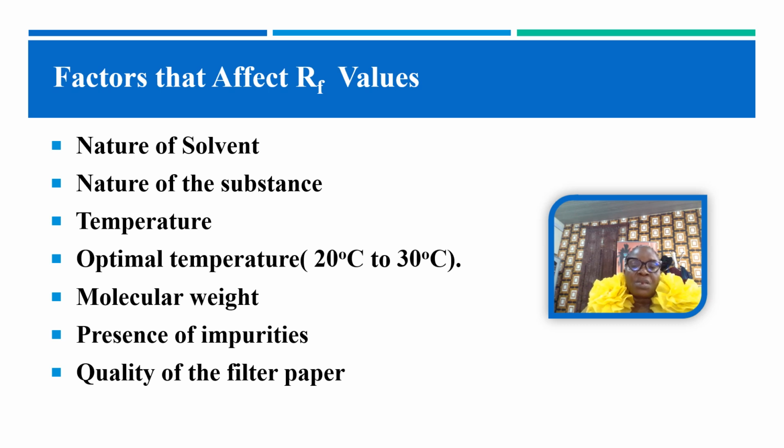Temperature. Increased temperature increases the kinetic energy of the molecule, so it results in faster migration, increased RF value, and reduced separation. We also know that reduced temperature reduces kinetic energy, causing slower migration rates, decreased RF value, and improves separation between substances. The optimal temperature for paper chromatography is between 20 degrees to 30 degrees. Molecular weight can also affect RF values. Larger molecules tend to interact more strongly with cellulose, leading to higher RF values. Presence of impurities and quality of the paper can all affect RF values.